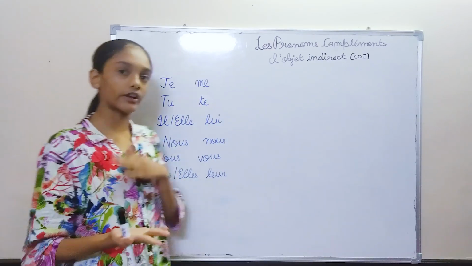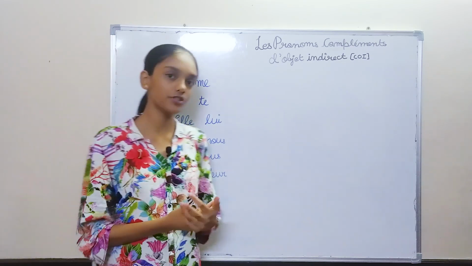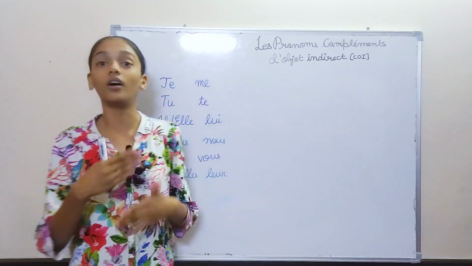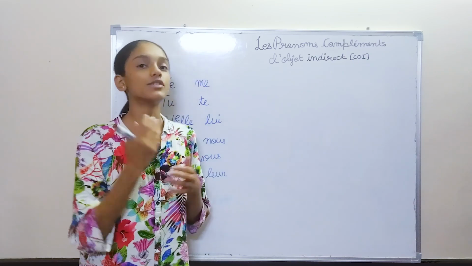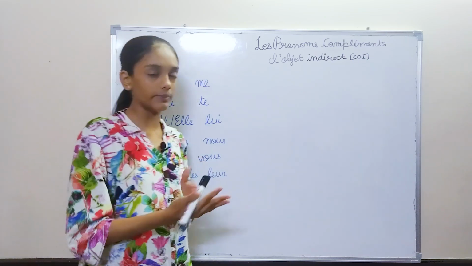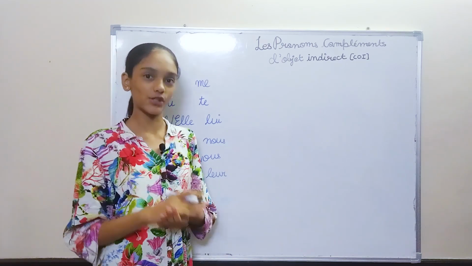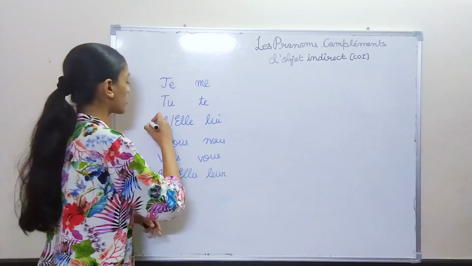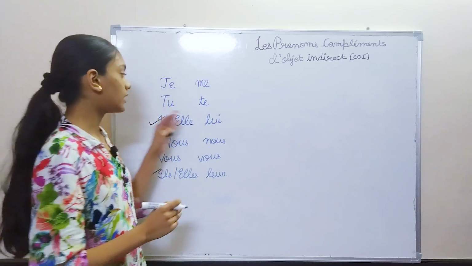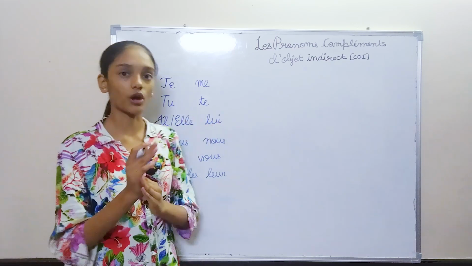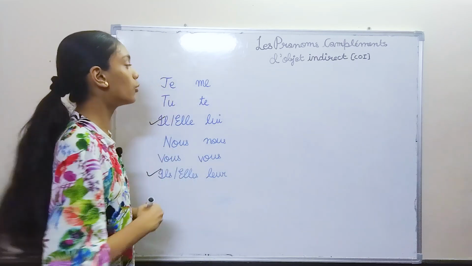It's the same concept that we use pronouns in French. Why do we use pronouns? To avoid repetition or to replace a noun. COI is the second way of using pronouns. In this video, like we did in COD, we'll only be focusing on il, elle, both singular and plural, and how the pronoun form changes. I'll explain it with the help of an example and it will be more clear.